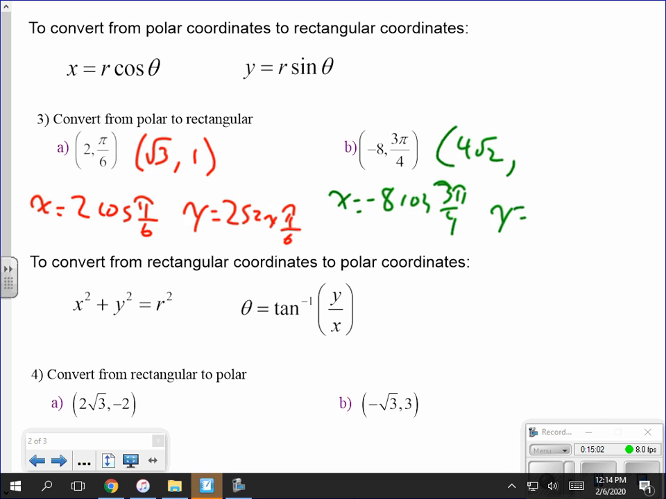And so the y would be -8 sine of 3 pi over 4. Once again, it's in the second quadrant. Sine is positive in quadrant 2. So it's -8 times positive root 2 over 2. So that would be -4 root 2.